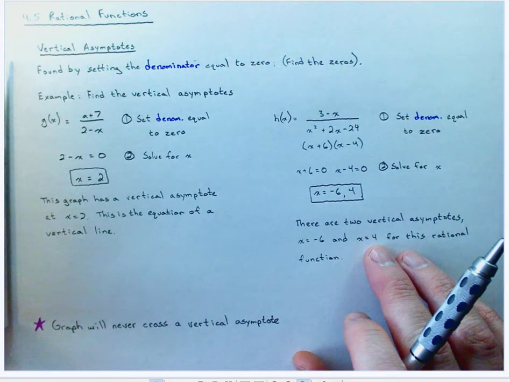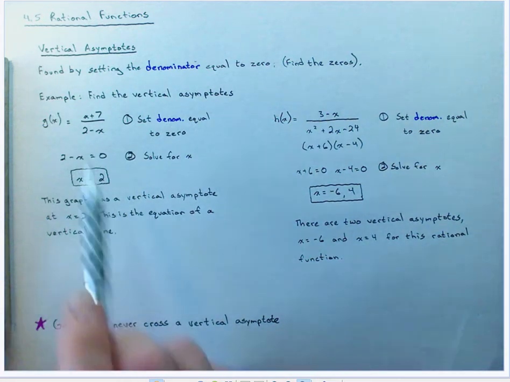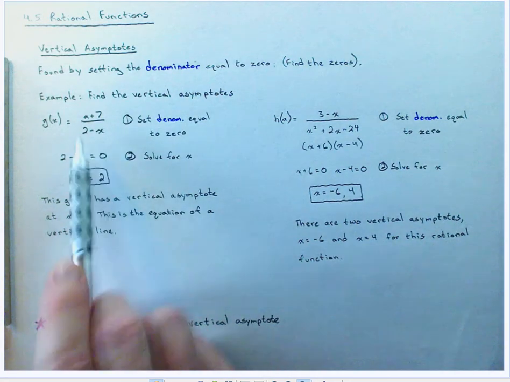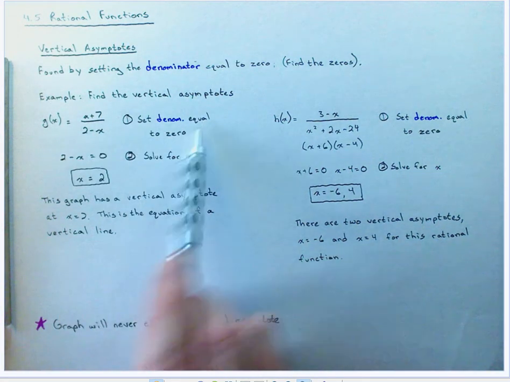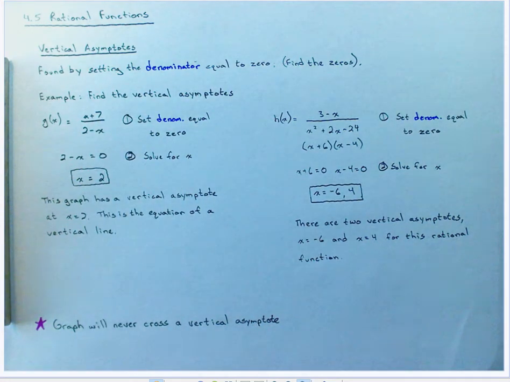So let us begin. We'll take a look at vertical asymptotes. You find the vertical asymptote by setting the denominator equal to 0, just like finding the zeros of a polynomial. For example, find the vertical asymptotes, and I have two examples here for you to look at. The very first one, since it just says find the vertical, that's all we're going to look at. So we're going to look at the denominator, set the denominator equal to 0 and solve for x, and I come up with x equals 2. This graph has a vertical asymptote at x equals 2, and that x equals 2 is a vertical line.